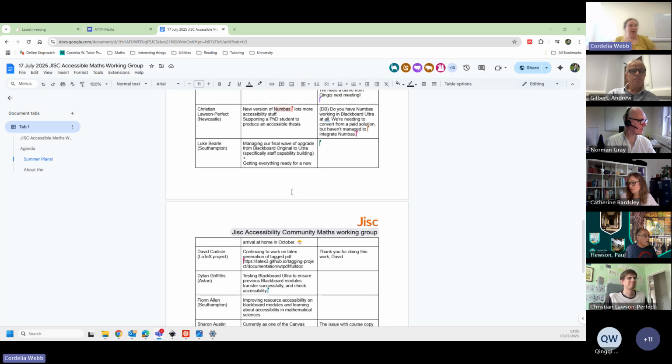Good. And then supporting PhD students in accessible theses. PhD students, I think, often fall through the cracks. I remember when I was at York, we did a project about improving accessibility for maths PhD students, which I don't think would have happened unless I was a PhD maths student. So yeah, there's a kind of slip through the cracks thing. It's nice to see there's some work being done there.